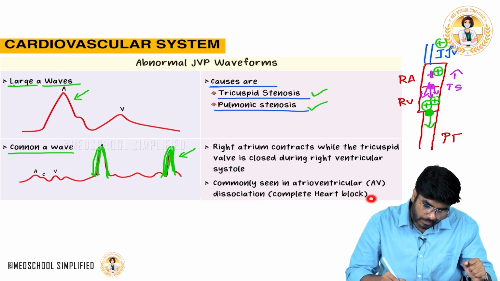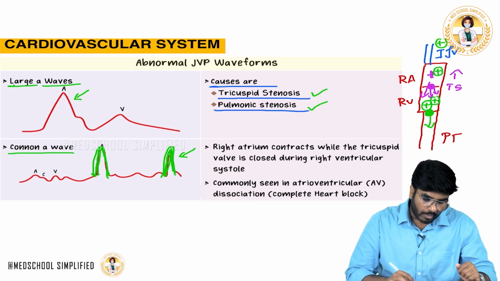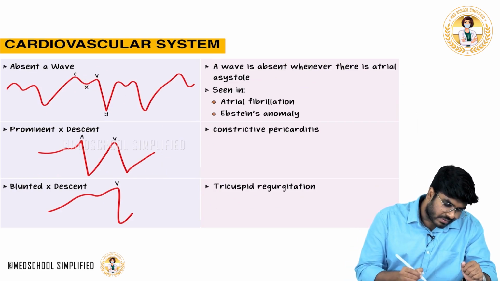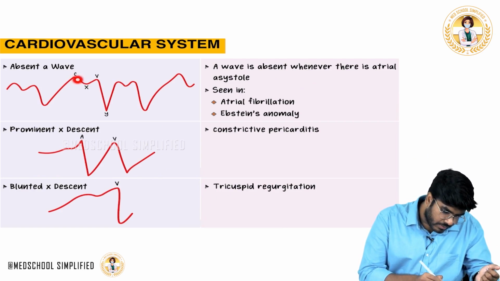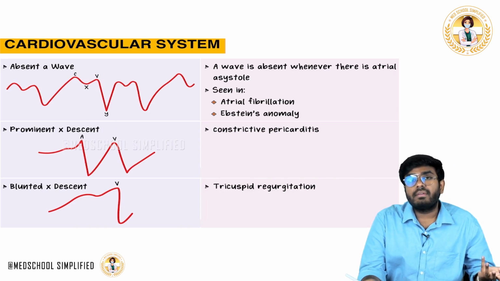Atrioventricular dissociation or complete heart block. Okay, third degree heart block, you can have this kind of A wave abnormalities. Now after this, see here, C wave is there, V wave is there, X wave is there. Okay, there is no A wave. Okay, there is small C wave, X wave, V wave and Y wave. There is no A wave.